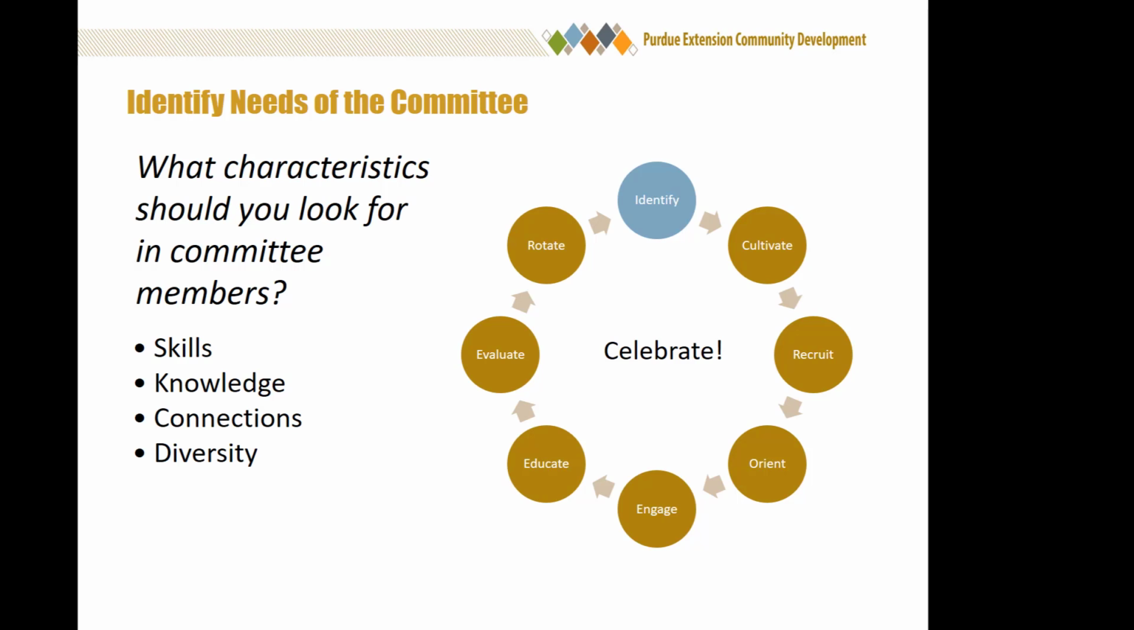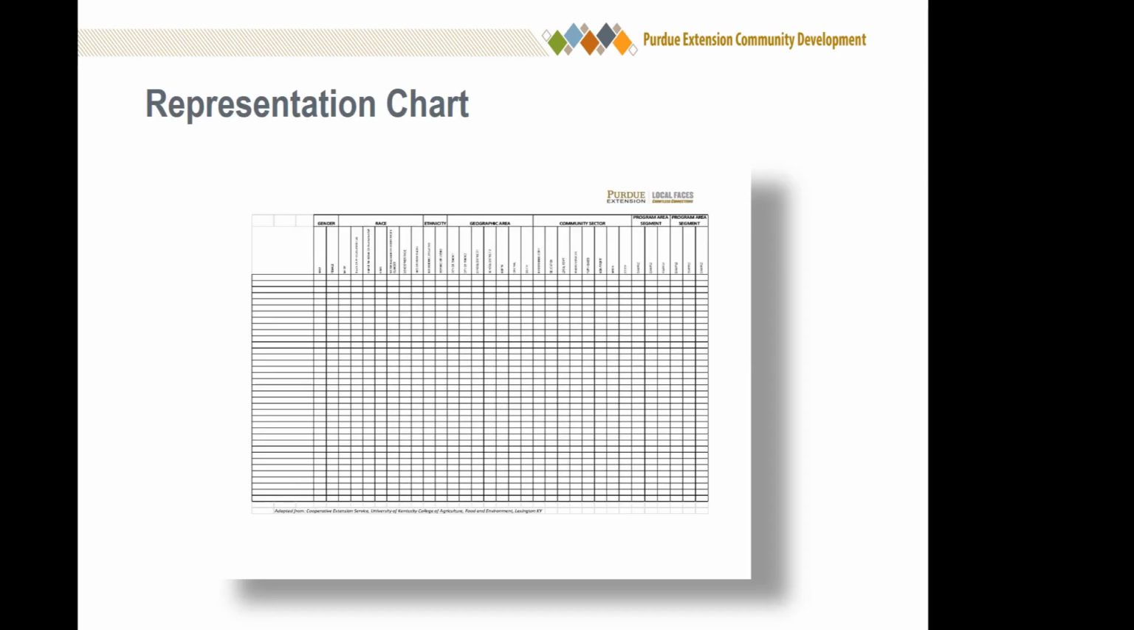We also want to keep in mind what the skills, knowledge, connections, and diversity of our program area advisory committee is, and if there are gaps, we could identify possible partnerships to fill those gaps on our program area advisory committee. There is a representation chart that can be found in the Working with Boards and Committees resource that I spoke about earlier that can be found on the Hub.